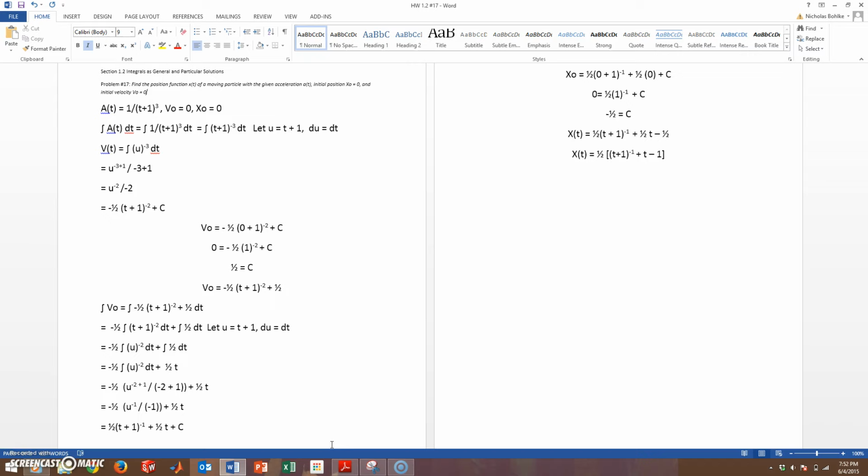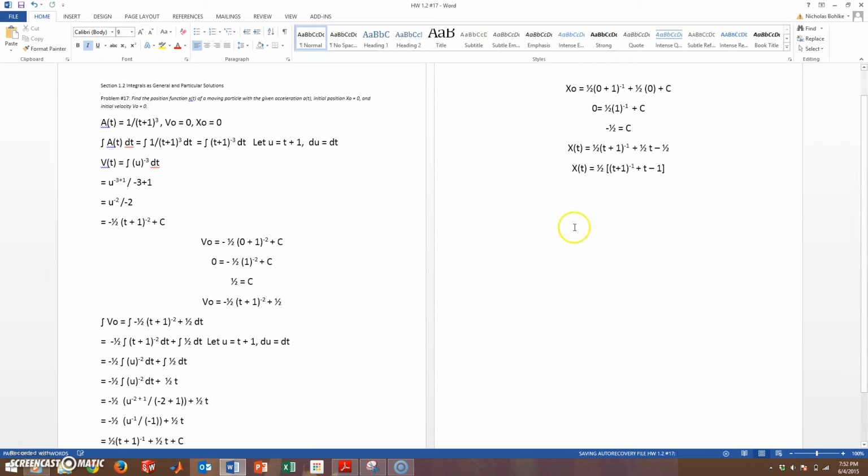Now in order to get our final position function, we need to solve for c. So x of 0 is equal to 1/2 times the quantity 0 plus 1 to the negative first, substituting 0 in for t, plus 1/2 times 0 plus c, which gives us 0 equals 1/2 times 1 to the negative first plus c. 1 to the negative first is just 1, so we subtract 1/2 from both sides and we get c equals negative 1/2. This gives us our final position function: x of t is equal to 1/2 times the quantity t plus 1 to the negative first plus 1/2 t minus 1/2.